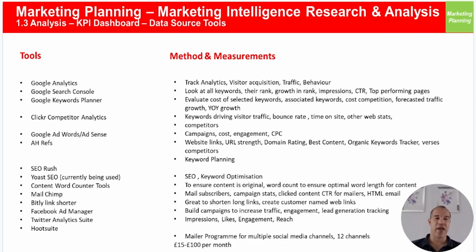It will give you a forecasted traffic for any keyword or any associated keywords. And it will also indicate the growth in that keyword year over year, but for the last 3 months as well. So Google Keyword Planner is a very powerful tool in developing a keyword strategy and researching associated keywords, other keywords that you could use across your website or for blogs as well.